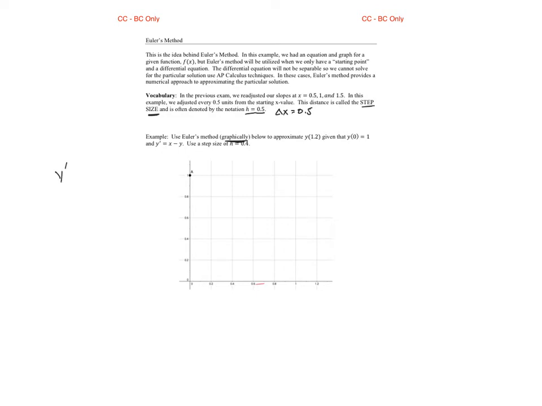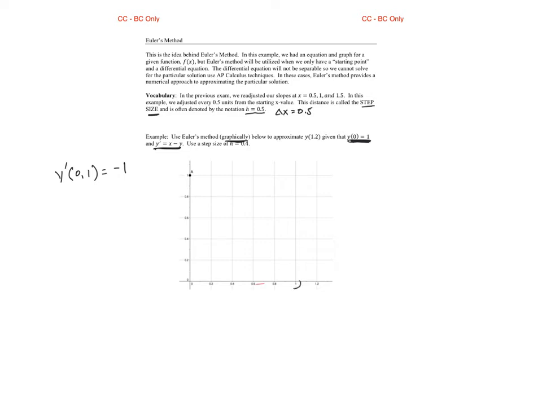So if we come over here, I'm going to evaluate my slope at (0, 1), because that's the starting point they want us to use. That's where I draw my first slope line. Looking at my derivative equation here, that means my slope is going to be -1.